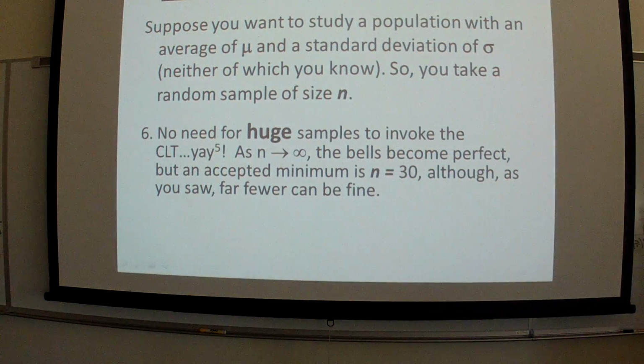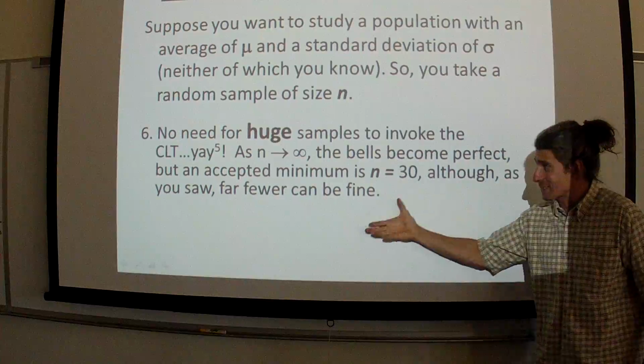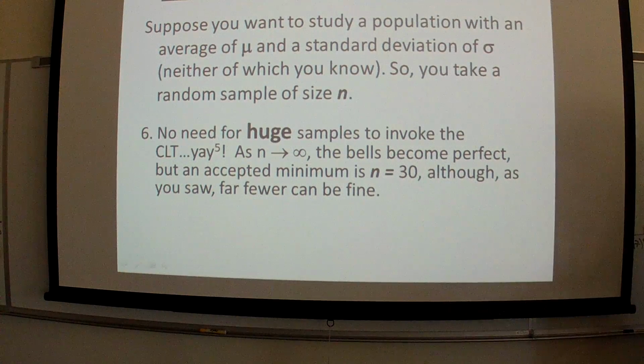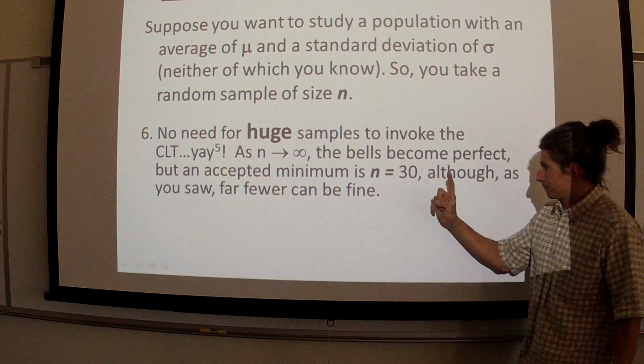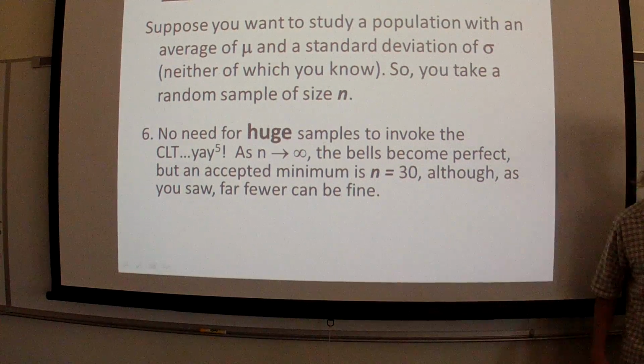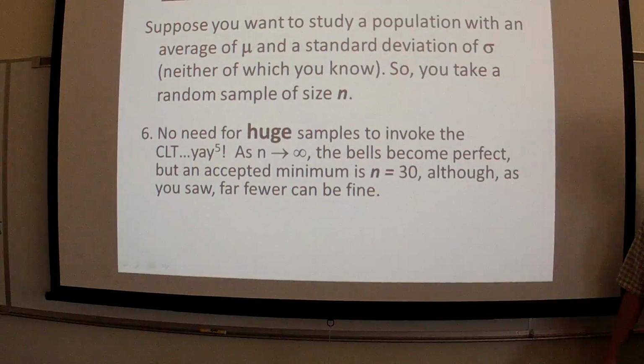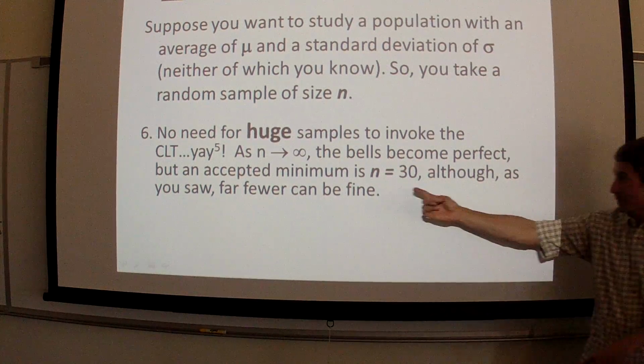Now, this is the last bit. You'll notice that you didn't have to get very, very large samples in order for that bell to kick in. You saw it with 4. A sample size of 4, and the bell's kicked in. There is a number out there, 30. I don't know where this number comes from. Every textbook talks about it. It's accepted.